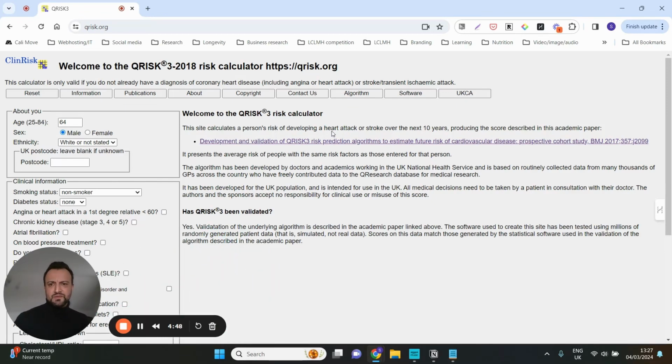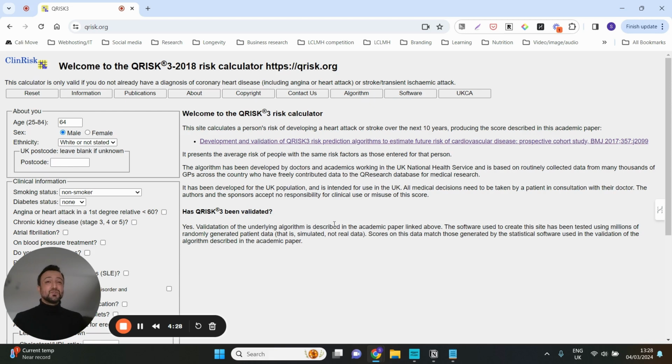Today, I thought it would be fun to walk through the QRisk tool. This is a really important tool that's used all the time in clinical rooms all across the country. This is a tool that's commonly used in the UK to look and validate the risk of having a stroke or a heart attack in the next 10 years.